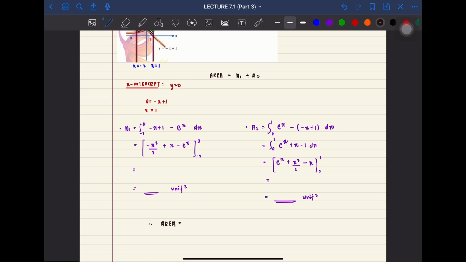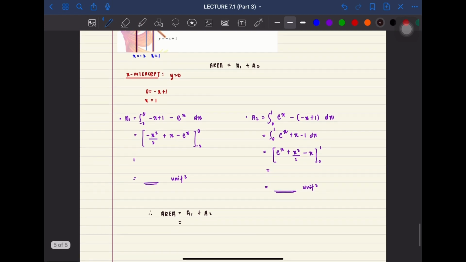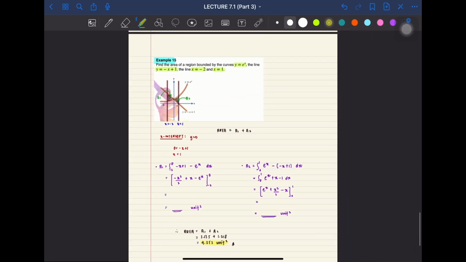So saya bagi final answer dia. So area A1 tambah A2. So awak akan dapat sepatutnya, let me see, A1 3.135 plus 1.218. So if an answer is 4.353 unit square. Okay, that is your final answer for the area.